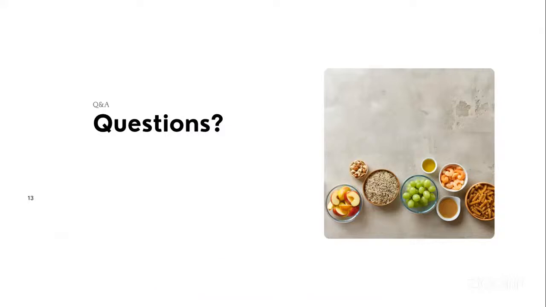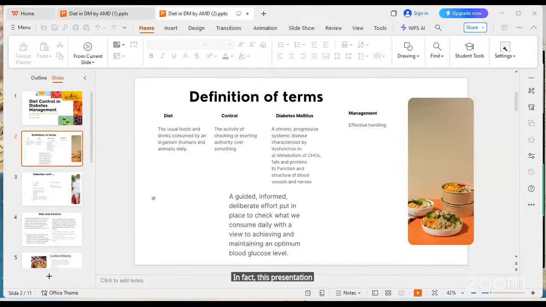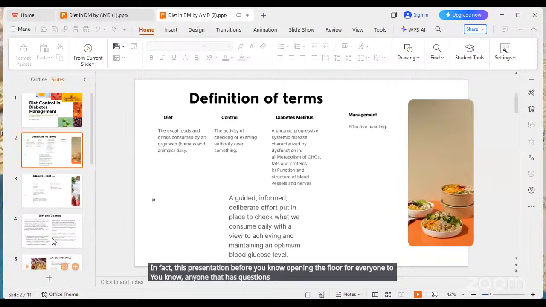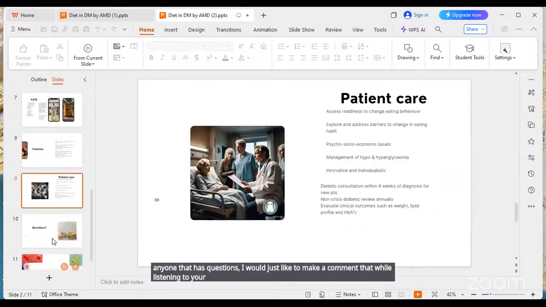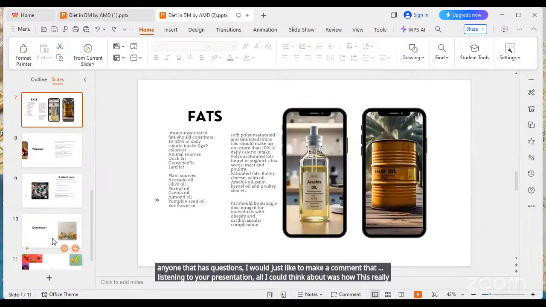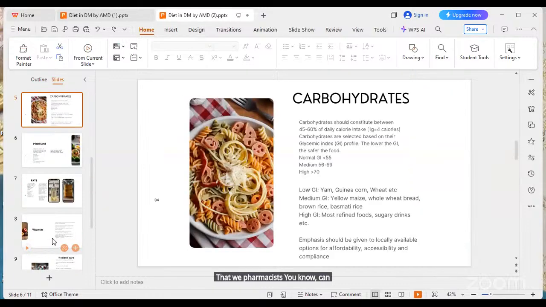Thank you so much for this very insightful presentation, Dr. Abubakar Dawood Magaji. Before opening the floor for anyone that has questions, I would just like to make a comment that while listening to your presentation, all I could think about was how this really highlights the key role that we pharmacists can play in patient care.